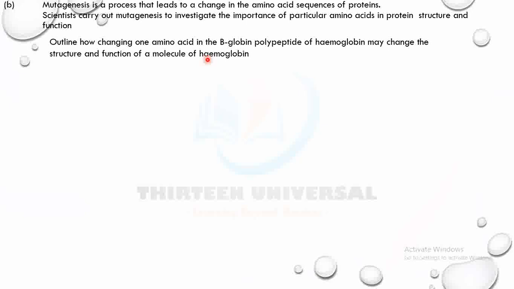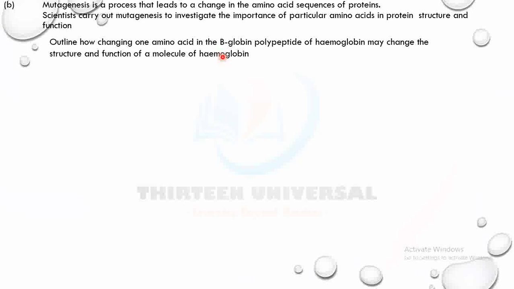So glutamic acid is replaced with valine. Anytime you are dealing with mutation, just remember that a change in base triplet will result in a change in amino acid, which causes a change in R group and a change in the interaction between R groups, and that causes a change in the secondary and tertiary structure. And once the tertiary structure is changed, it affects the function of the protein. So the protein here is hemoglobin. So valine replaces glutamic acid.